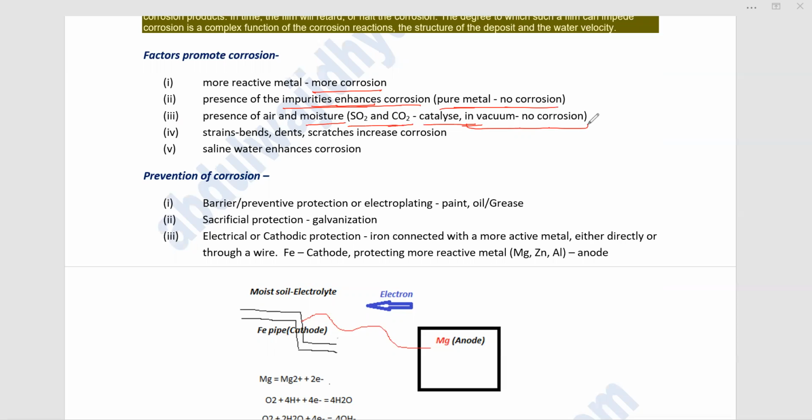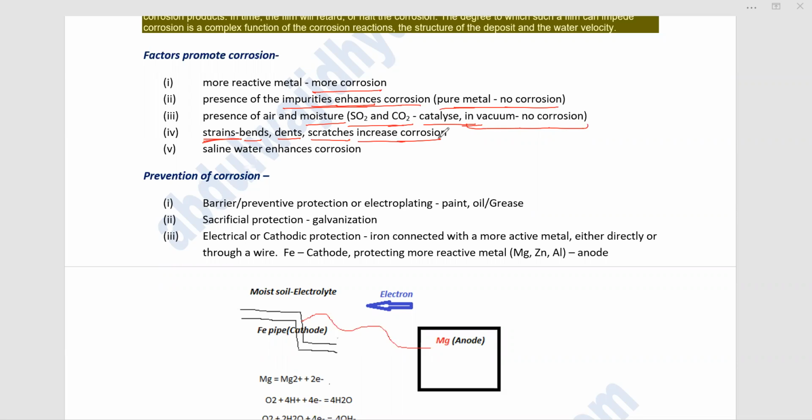If metal is pure, then the rate of corrosion will not be there. Then where strains are more, means in bends, in dents, and in scratches, strain will be little more. So there will be an increase in the rate of corrosion.